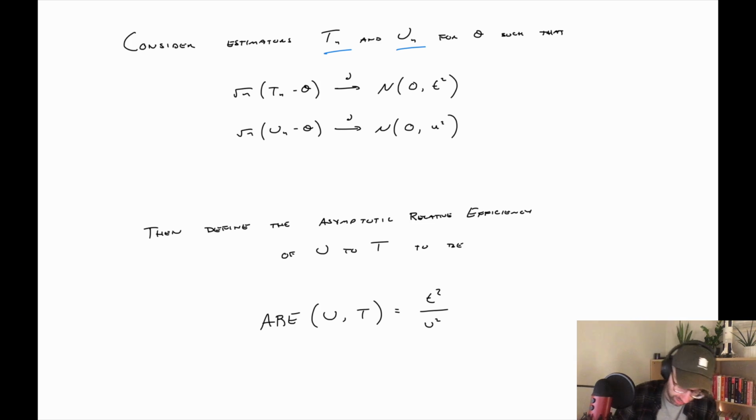So we can define this concept called asymptotic relative efficiency. The asymptotic relative efficiency of u to t is defined by this expression here, where we end up with t squared over u squared. So essentially, we're looking at a ratio of the limiting variances. And so if this value is low, that would mean that t has a smaller variance than u. Therefore, it's a better estimator in a limiting sense.